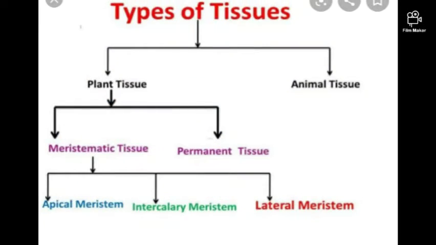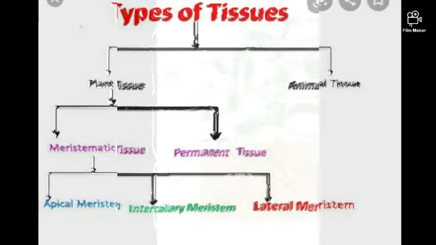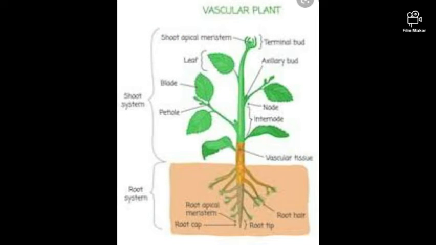Mainly, the tissues are broadly divided into the plant tissue and animal tissue. Plant tissues are divided as meristematic tissue and the permanent tissue. We will be taking meristematic tissue for today. So, the vascular plant has many areas of growth and development. So the meristematic tissues mainly help in the growth of the plant.